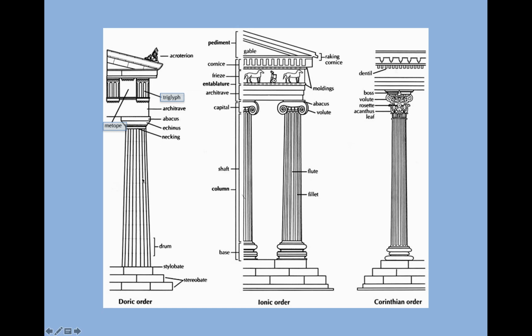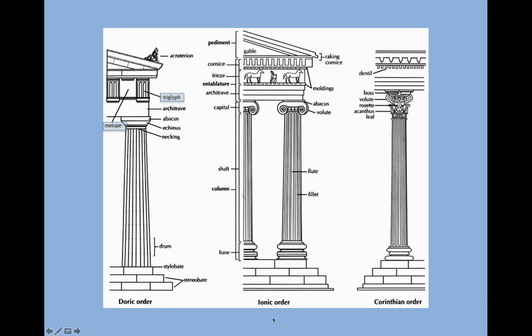And this, the body of the column, is called the drum. And then we have the stylobate, which is where the drum meets the stairs. Okay, so those are the most important ones: stylobate, drum, architrave, triglyph, metope. Okay, that's the boring Doric, dull Doric.